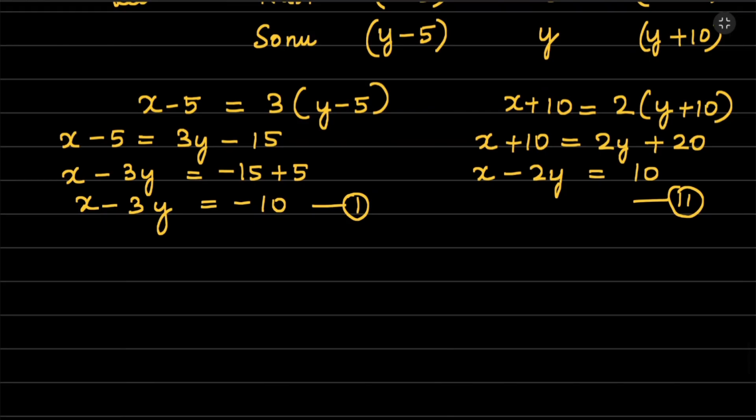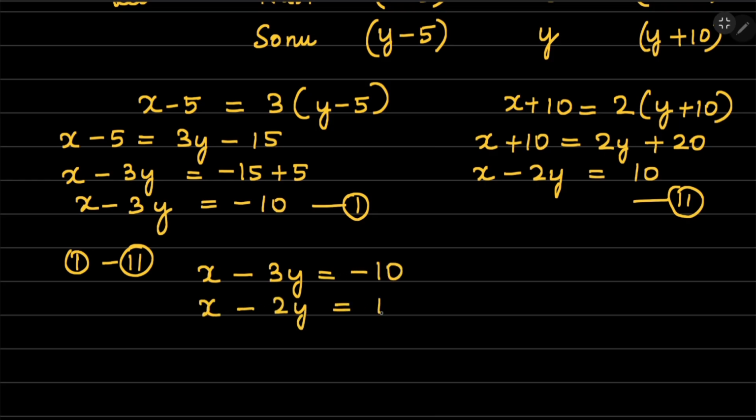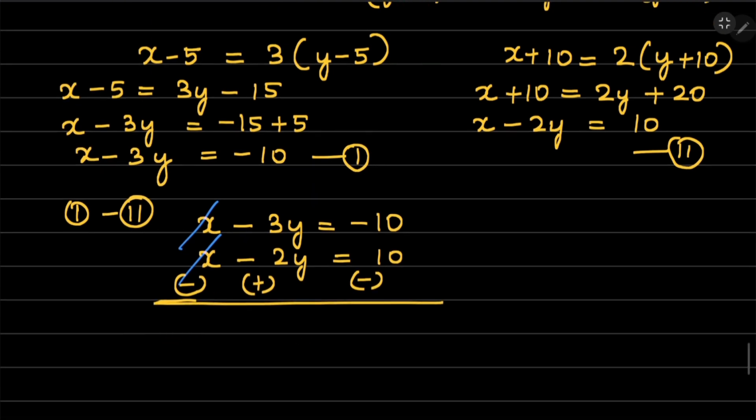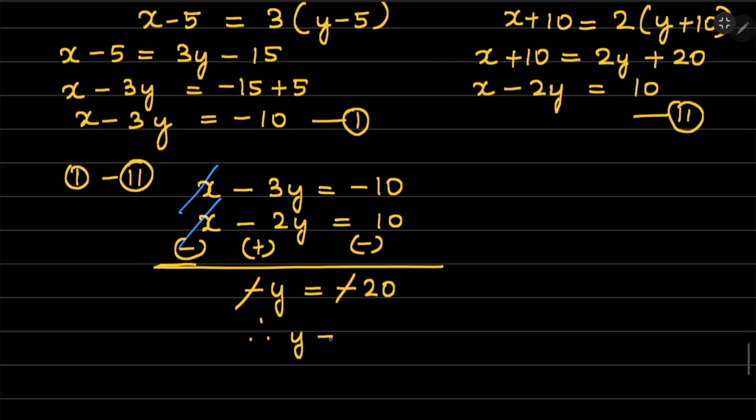So you have to use the elimination method. Again, let us subtract equation 1 and 2. Equation 1 is x minus 3y equal to minus 10. Second equation is x minus 2y equal to 10. When you are subtracting, you change the sign. And plus x minus x will get cancelled. What remains is minus 3y plus 2y, which is minus y, is equal to minus 10 minus 10, minus 20. Negative negative gets cancelled. Therefore, y is equal to 20.